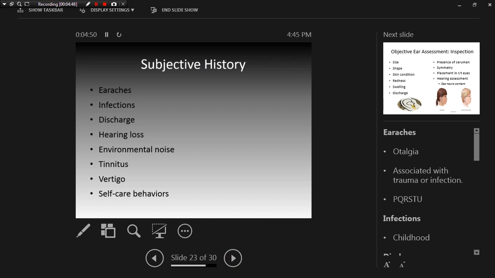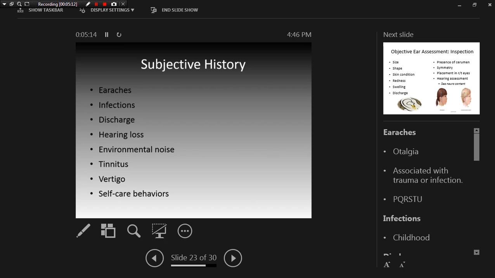So, subjective information when patients come in with ear pain or otalgia. Is it associated with an infection or a trauma? Or is it possible that we've got a lesion? And if patients come in with ear pain, earache, we're going to look it up from a PQRSTU standpoint. We're going to get very in-depth, comprehensive.